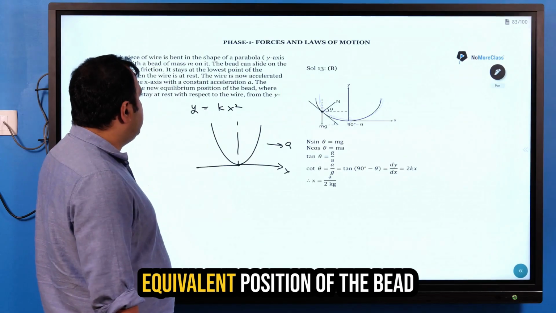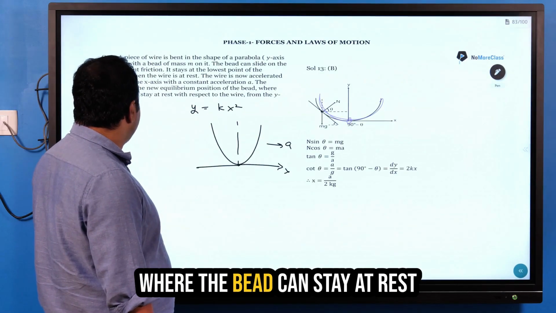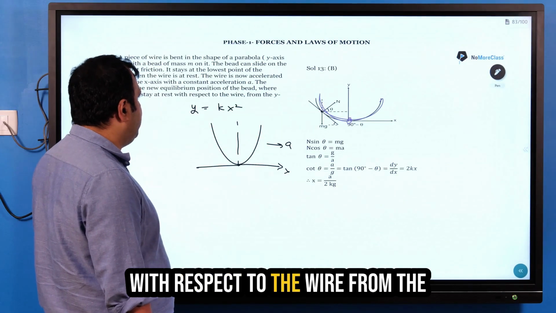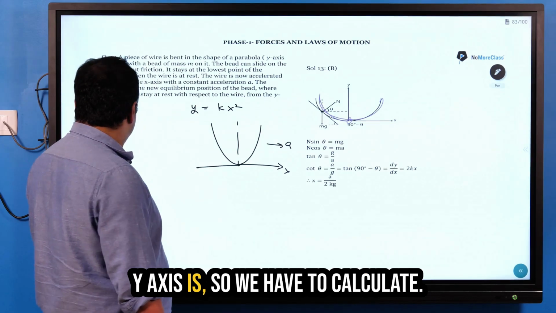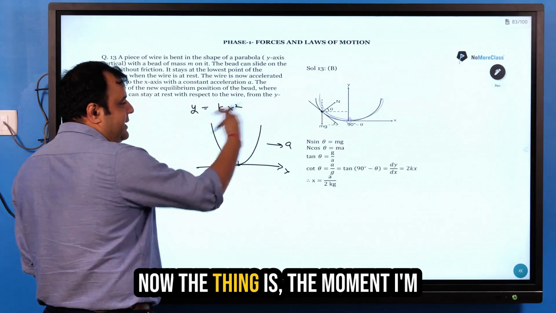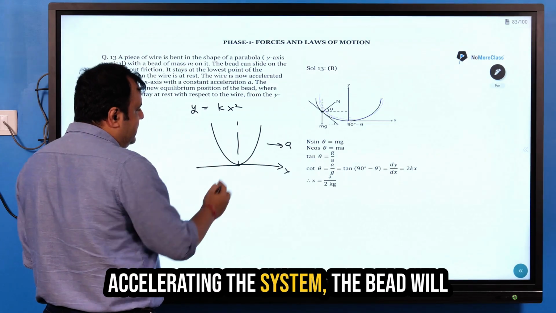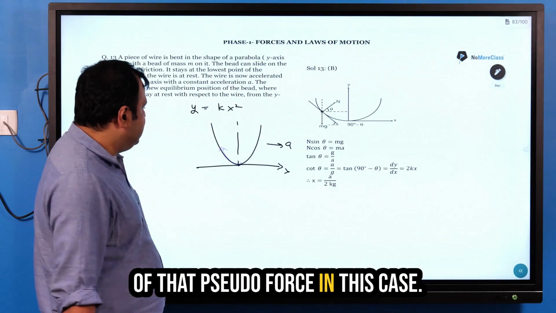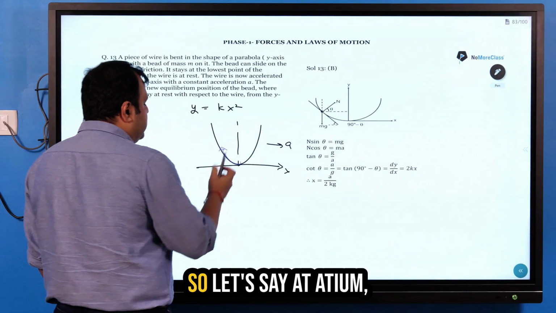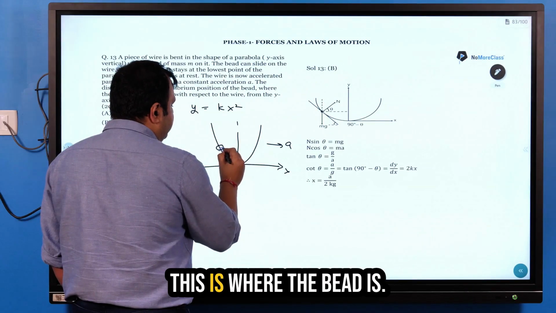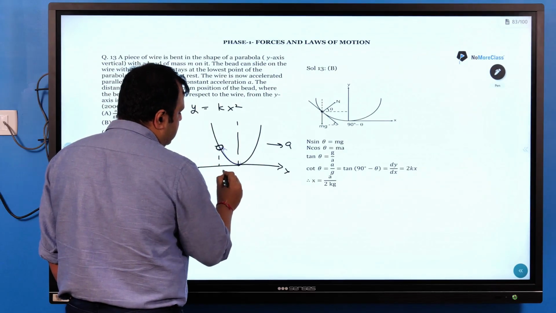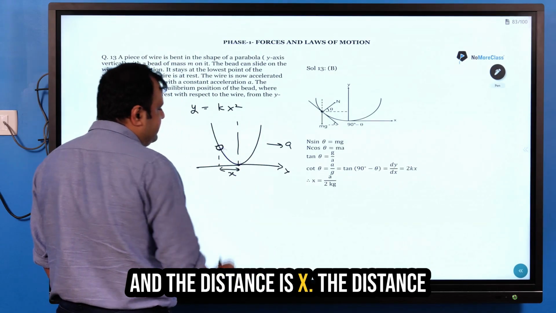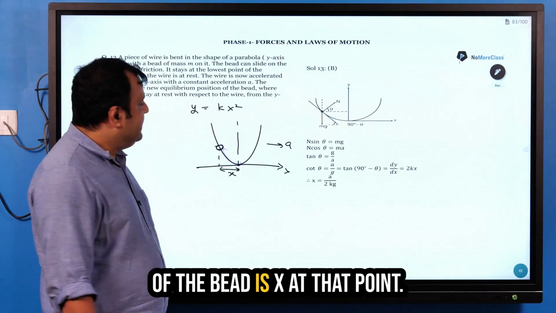The distance of the new equilibrium position of the bead, where the bead can stay at rest with respect to the wire, from the y-axis is? So we have to calculate that now. The moment I'm accelerating the system, the bead will go in the backward direction because of the pseudo force in this case. So let's say at equilibrium, this is where the bead is, and the distance is x. The distance of the bead is x.